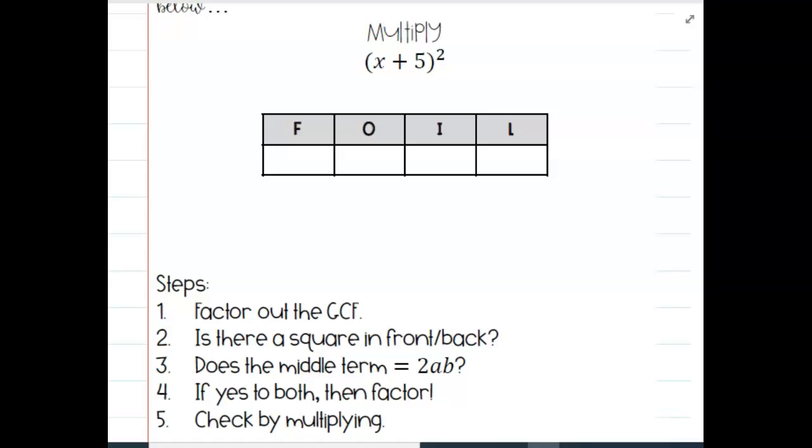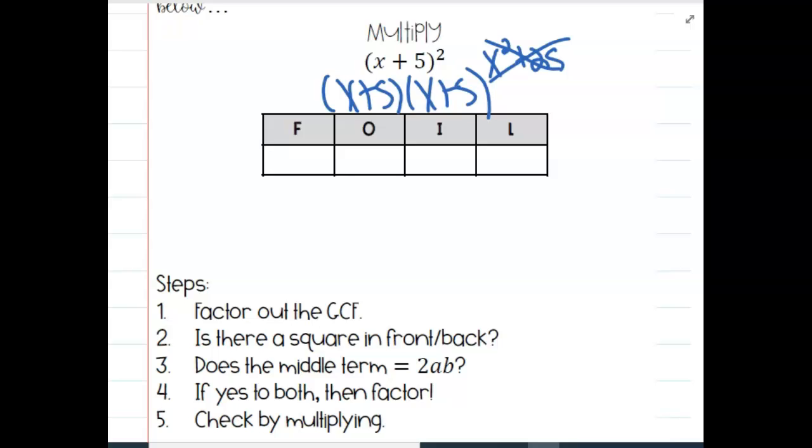So the first thing, you have to remember that I mentioned this over multiplying. X plus 5 quantity squared is not x squared plus 25. Absolutely not. It is not. X plus 5 quantity squared is x plus 5 times x plus 5. That's not going to give you x squared plus 25. Okay? This you would have to FOIL out.